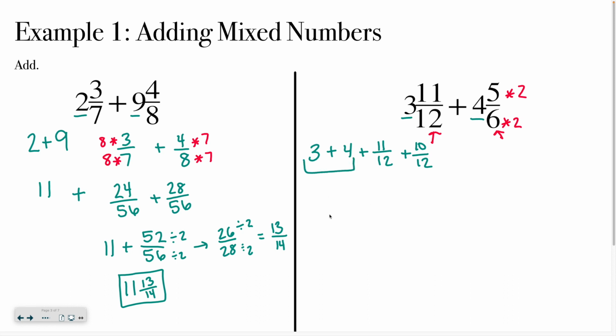Okay, so here, 3 plus 4 gives me 7. 11 plus 10 is 21/12. And that's an improper fraction. I have a couple of options. I can either reduce here. So maybe you see these two numbers and you say, hey, these are both divisible by 3. Let's make this easier. So then you could have 7/4 right there.